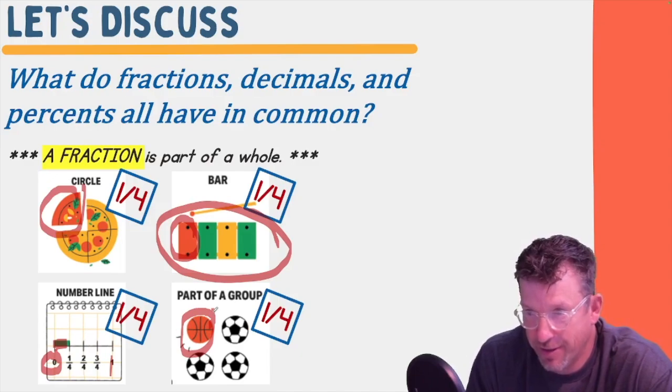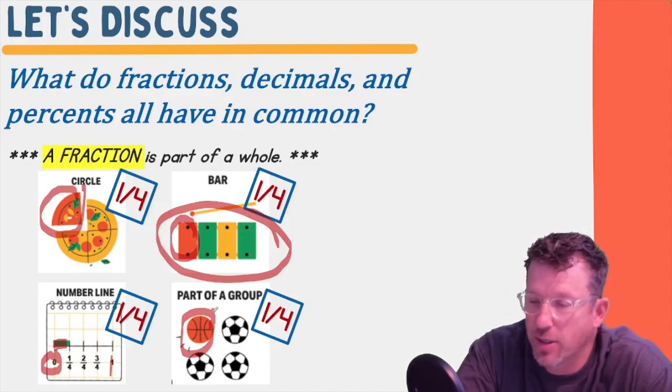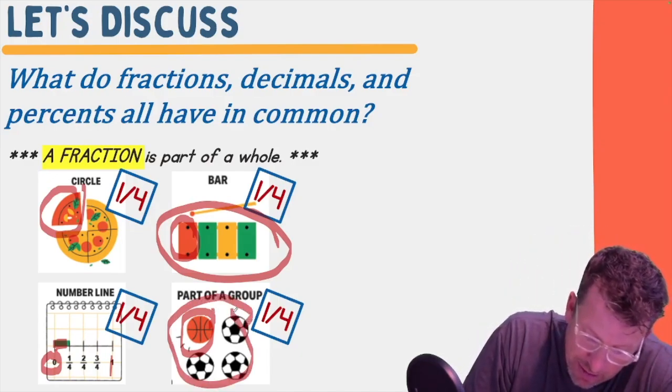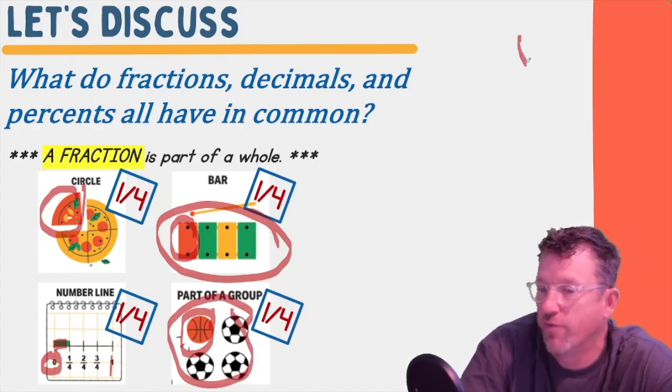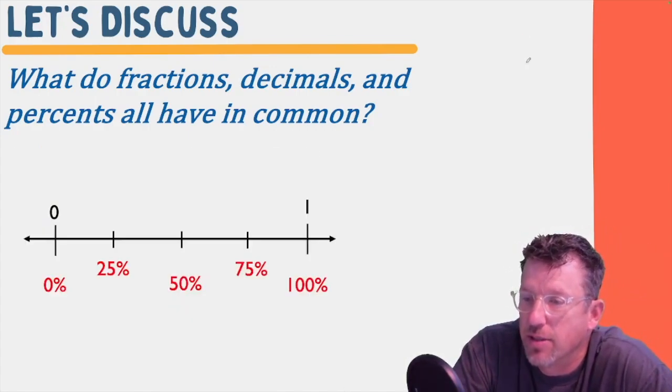Everybody with me so far? It's still between 0 and 1, right? Okay, even though there are 4 balls here, what we're talking about is the group of balls, and it's one group, and 1/4 of them is basketballs, okay?